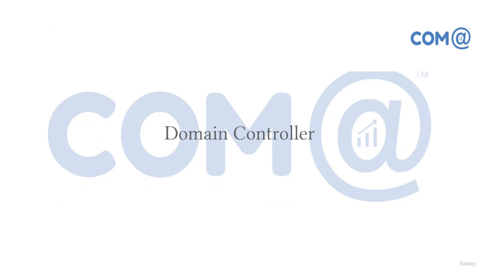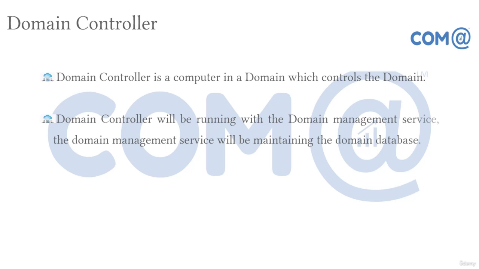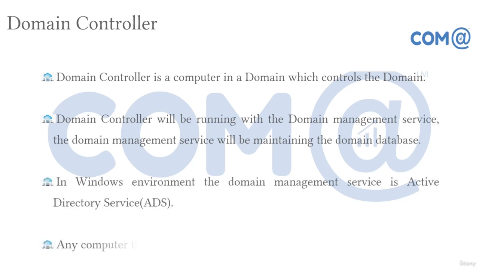And coming to the domain controller, just before we discussed a domain, where you can have centralized administration, centralized control, or centralized authentication. So who is going to do that? Obviously the domain controller. So basically, a domain controller is a master computer in a domain which can control, administrate, and centrally authenticate all the domain objects.